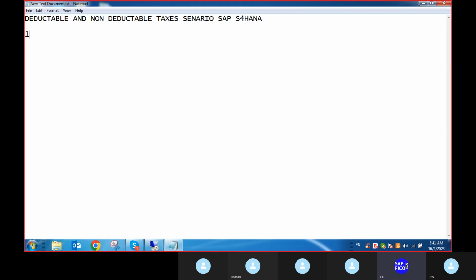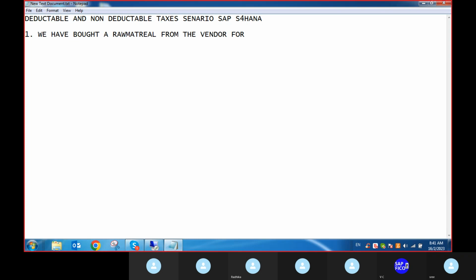Okay, now you just think, all of you. You can just write down: we have bought a raw material from the vendor for 5 lakh rupees.